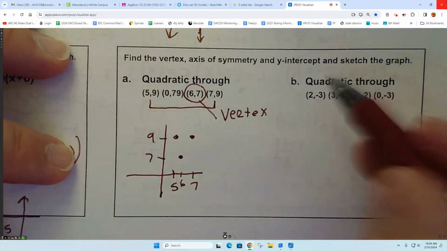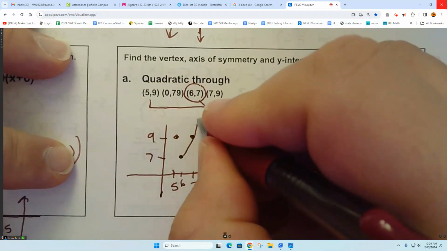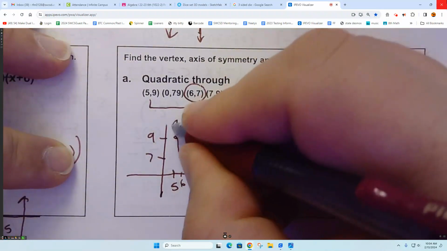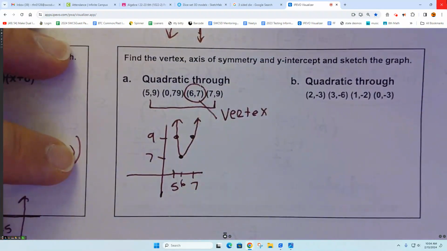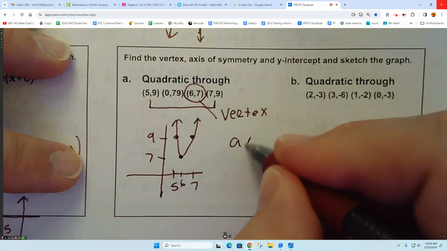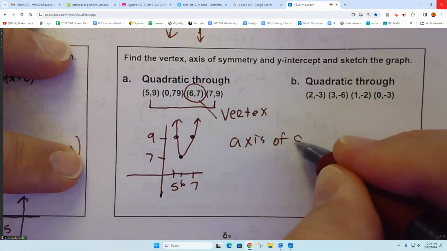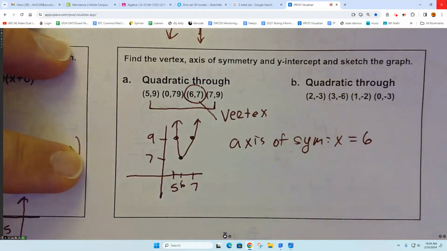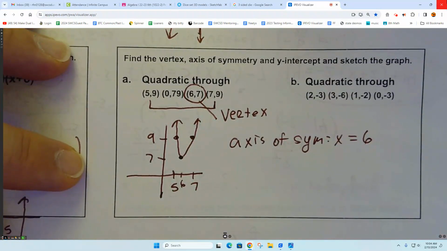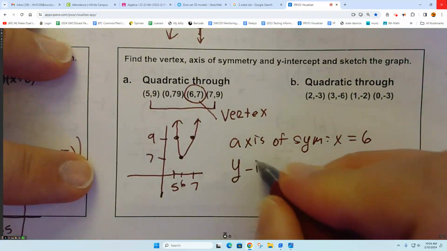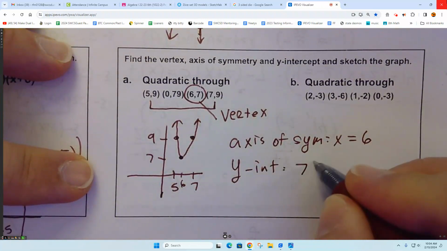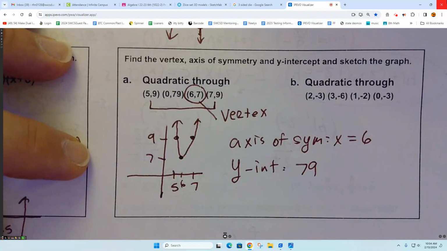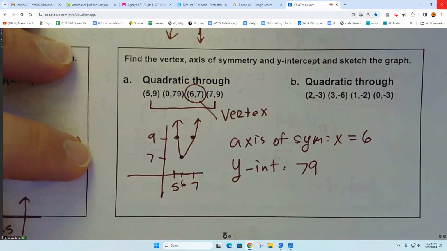I guess we do have to sketch a graph of this, so we can just go plot this like that. I just identified my vertex. What's my axis of symmetry? That's right, x equals 6. My y-intercept, someone already told me. 79. If I wanted to, I could even write the equation for this, but we don't have to.